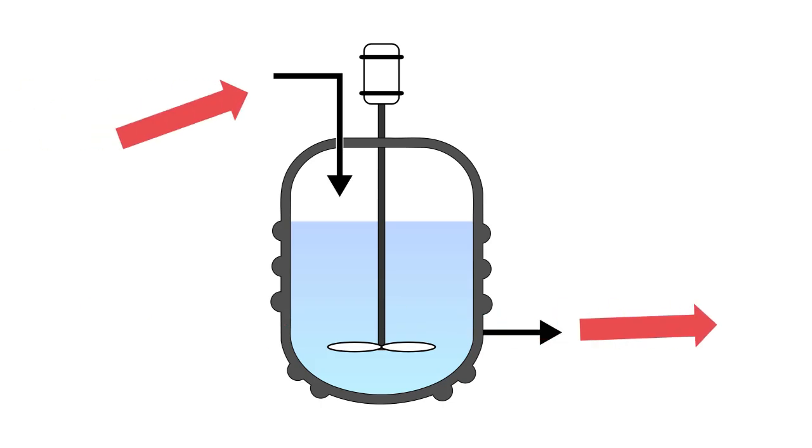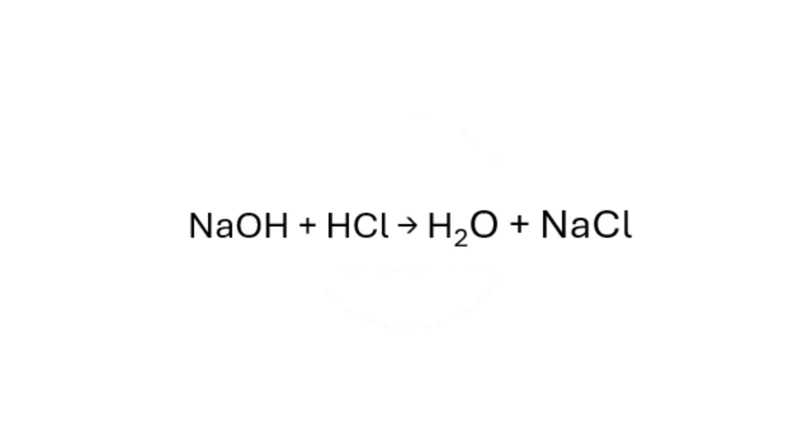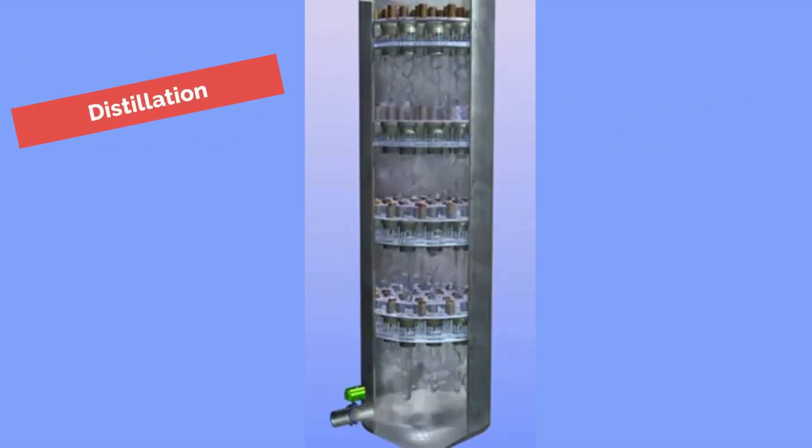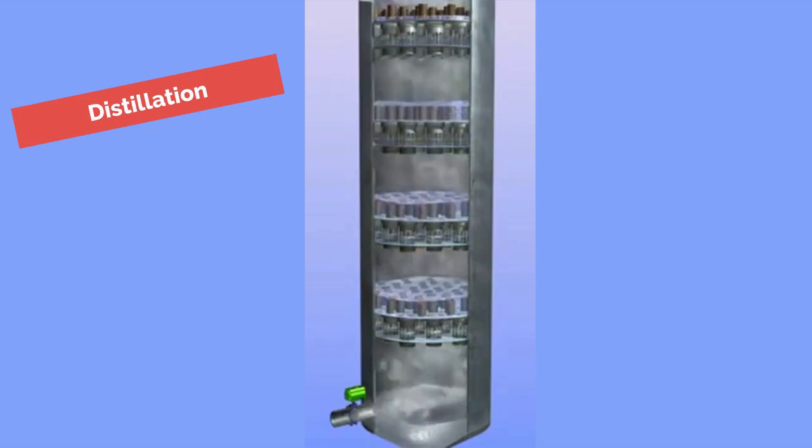Reactions on an industrial scale rarely go to completion. So how can we take a reaction like this and isolate a particular product? Here are some examples of separation processes we can use. Distillation is a common technique used to separate different components of a mixture based on their boiling point. It's often used in processes like oil refining.